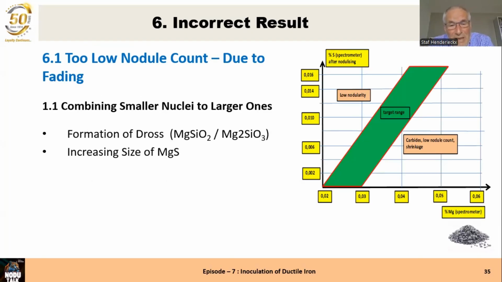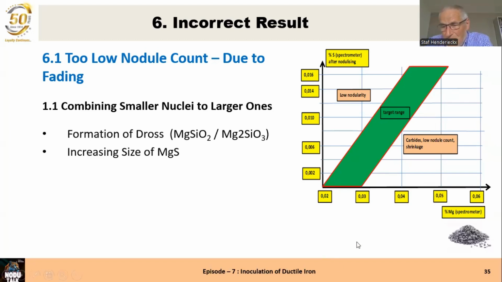If we have a low sulfur content, because it's a matter of sulfur for getting good nuclei. You can see it on the graph there, and many times, let's look at the graph, I see people and they always say 0.04 to 0.06 magnesium.